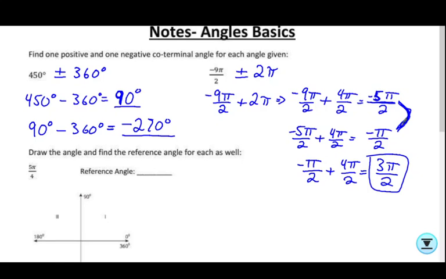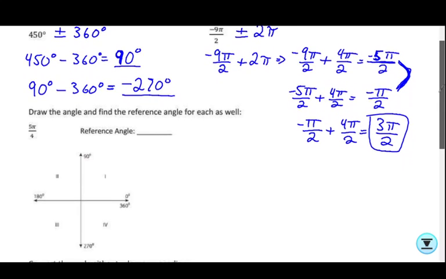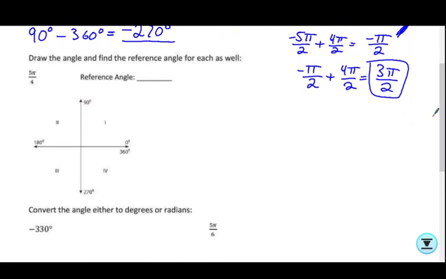So sometimes you've got to do it more than a couple times. Okay? But you've got to keep going until you get at least one positive one and one negative one. And sometimes it just needs multiple times. All right. So we've done this before. This is drawing your reference angle. Okay? So we've done it with degrees, but now we're going to do it with radians.